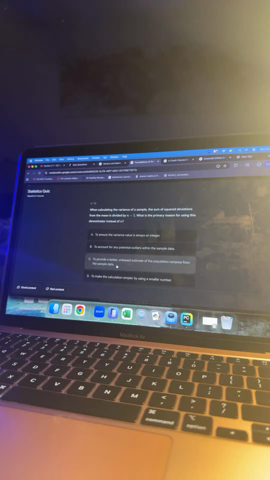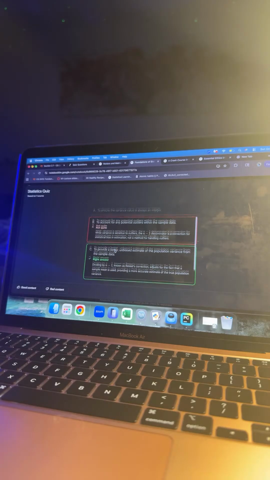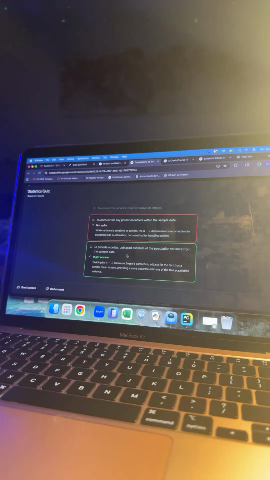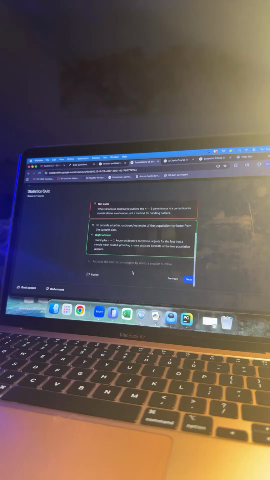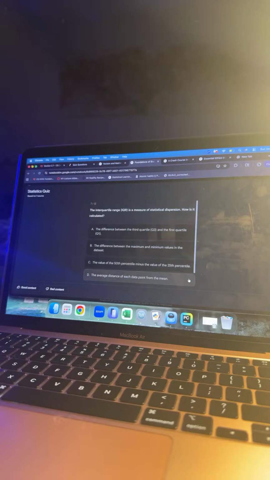Provide a better unbiased estimate of the population variance from the sample data. By dividing by n minus 1, known as Bessel's correction, adjusting for the fact that a sample mean is used, providing a more accurate estimate of the true population variance. Adjusting for the fact that a sample mean is used. Okay, Bessel. I got you. I see you.